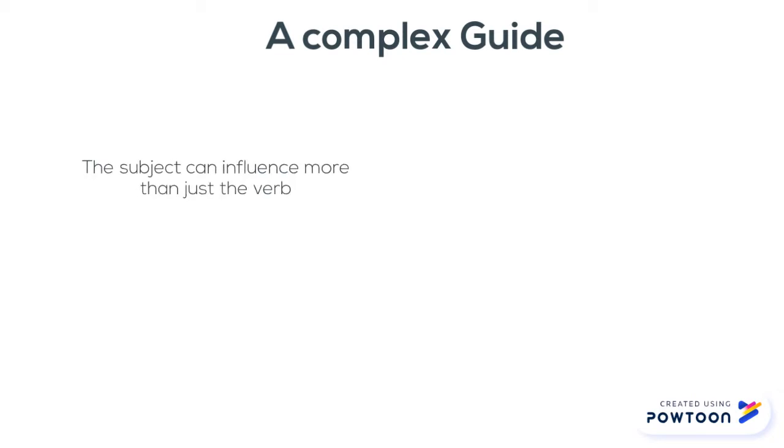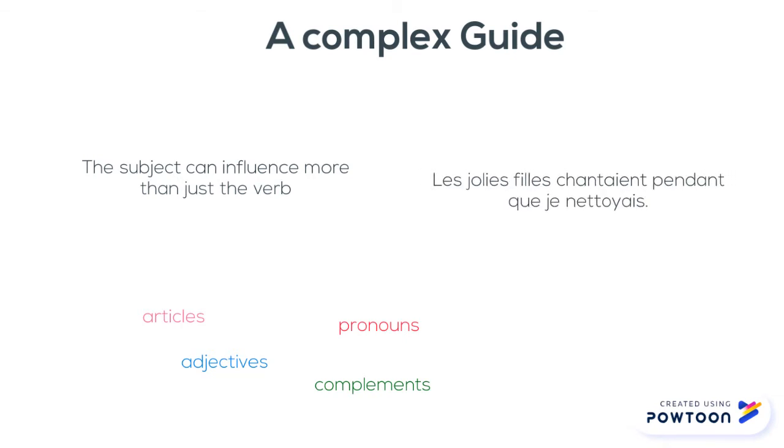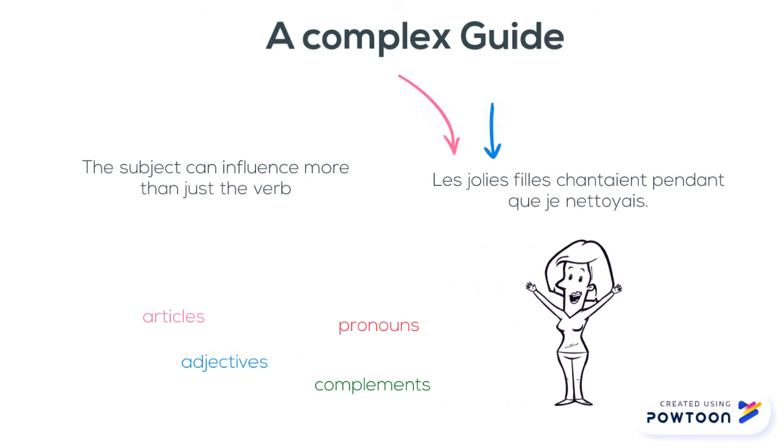But you must be aware of one important thing. In French, the subject can influence more than just the verb. It can influence the articles, the adjectives, the pronouns, and the objects or the complements linked to that subject. In the example here, the subject fille influences the article, the adjective, and the verb, whereas in English it wouldn't.